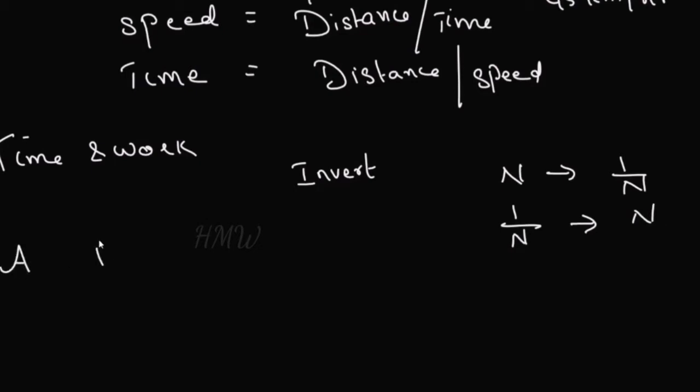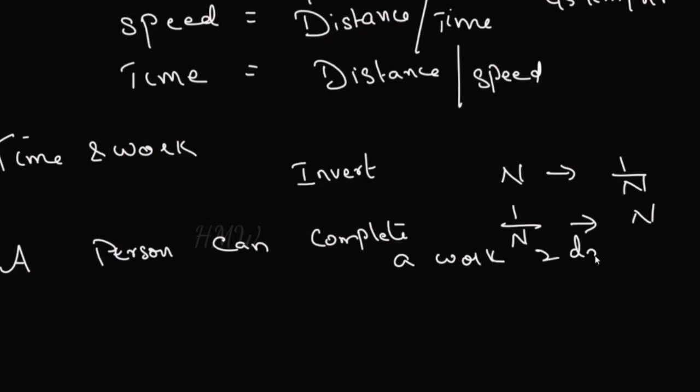Suppose a person can complete a work in 2 days. Suppose a person can paint a wall in 2 days. Now in one day, he can complete 1 by 2 of the work. In one day, he can paint only half the wall. Or a person can fill a tank in 2 hours. In 1 hour, he can fill only half tank.